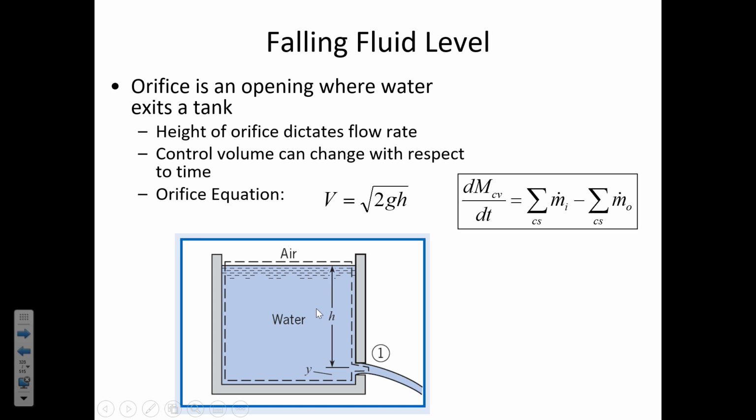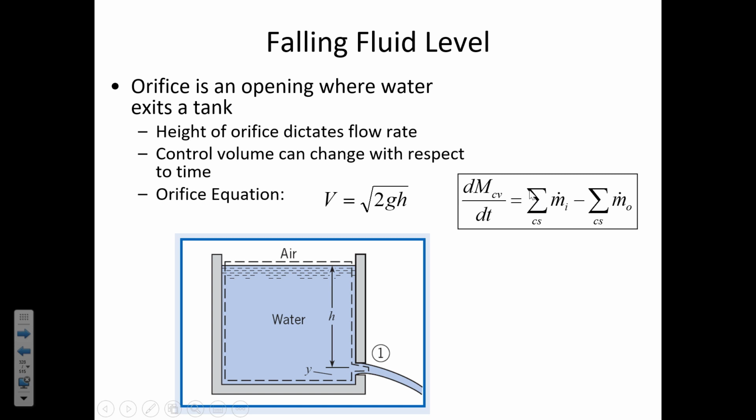And so what we need is an equation that will tell us how long it takes for the liquid level to fall a certain distance. And we can get that by combining the orifice equation along with the continuity principle. That is that we're going to be tracking the difference between the inflow and the outflow. Now here, there's no inflow.